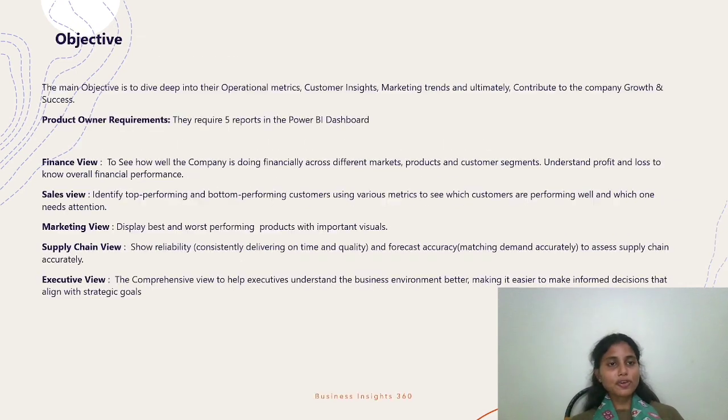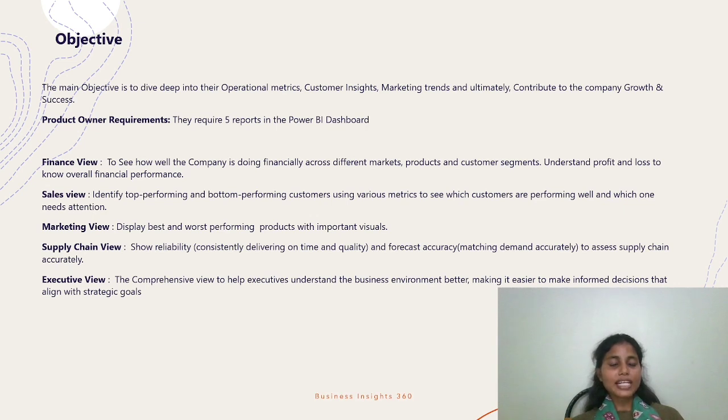Coming to the objective, the main objective is to dive deep into operational metrics, customer insights, and marketing trends, and ultimately contribute to the company's growth and success. The product owner requires five reports in the Power BI dashboard covering different business views: finance, sales, marketing, supply chain, and executive view. The finance view helps to see how well the company is doing financially across different markets, products, and customer segments. It helps to understand profit and loss and overall financial performance.